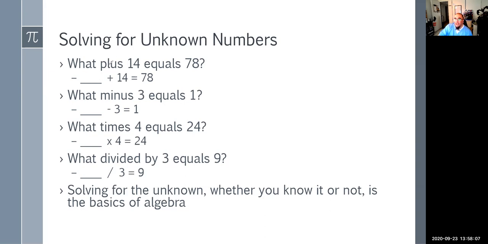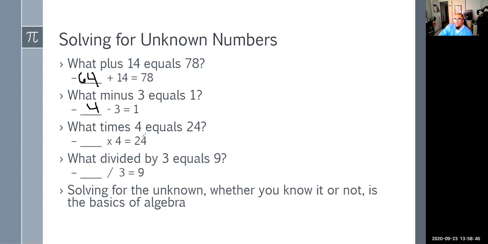So how would we solve this? Well, we just have to do the reverse, right? 78 minus 14, we'll get our number over here. So what's the answer for the first one? What plus 14 equals 78? Yeah, 64, right? What minus 3 equals 1? Well, we just add them back up, do the reverse order of operations. 3 plus 1 is 4.